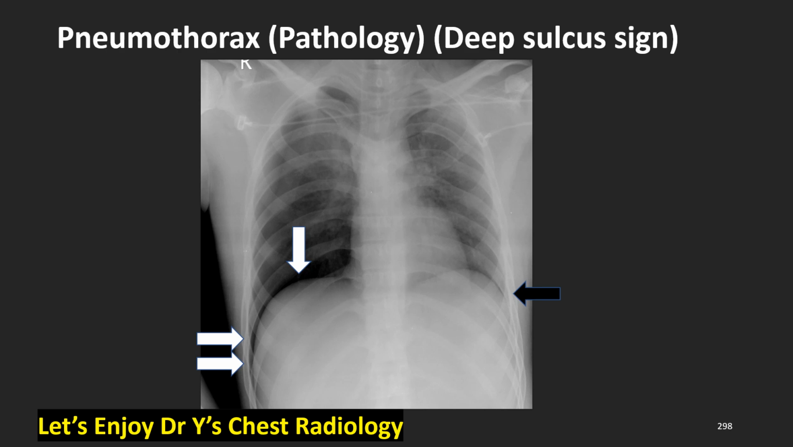Pneumothorax pathology. Deep sulcus sign. Two white arrows indicate deep sulcus sign. One vertical arrow indicates sharp interface of diaphragm due to Mach band effect. Black arrow indicates normal side of diaphragm.